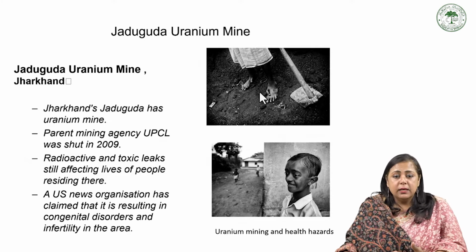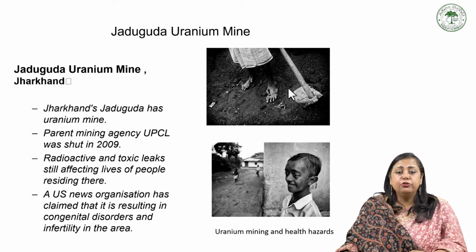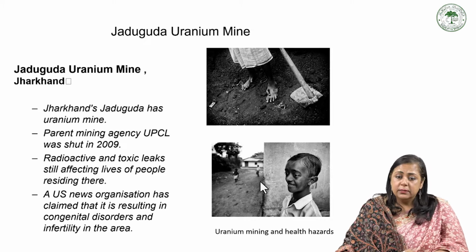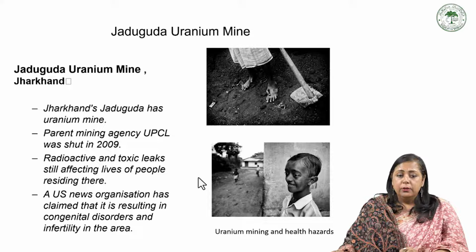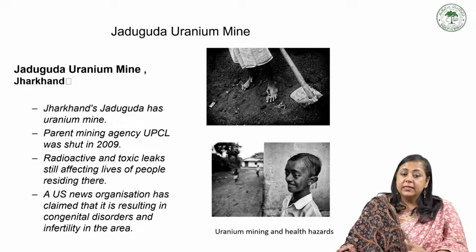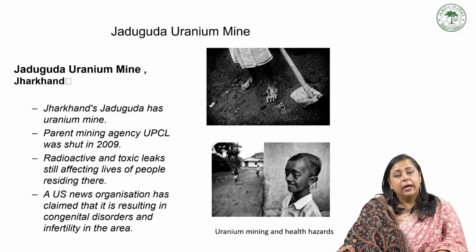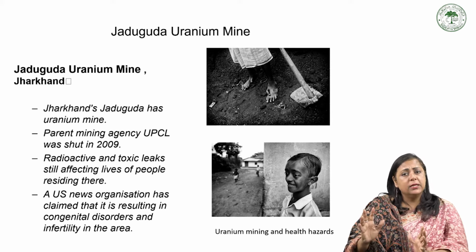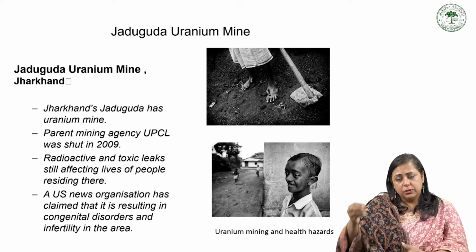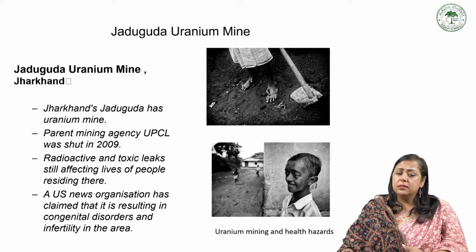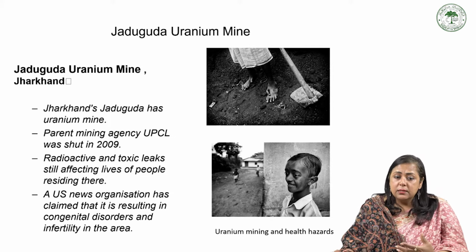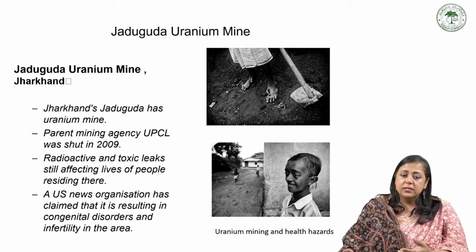So there is an abnormality in the foot toe, and we can see an abnormality in this boy. A US news organization has claimed that it is resulting in congenital disorder and infertility in the area because of the radioactive and toxic leaks, and that is still affecting. Just imagine how much it might have affected the water, groundwater, because ultimately it is seeping inside and mixing in the groundwater. So this is resulting in congenital disorder and infertility in the area.